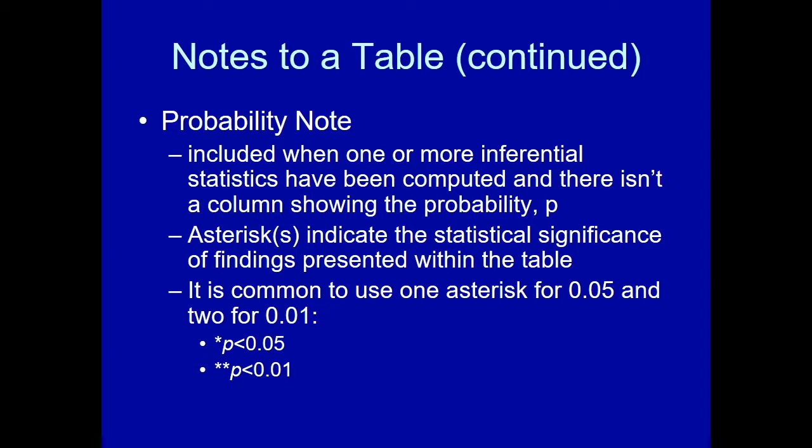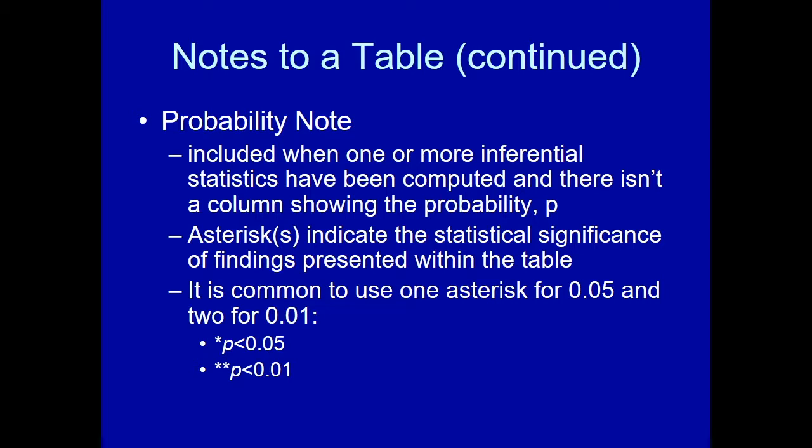A probability note is included if you're running inferential statistics that have been computed, and there isn't a column that shows the probability. Here you would want to use an asterisk to indicate the statistical significance of the findings you presented in the table. So it's common to use 1 asterisk for 0.05 and 2 for 0.01.